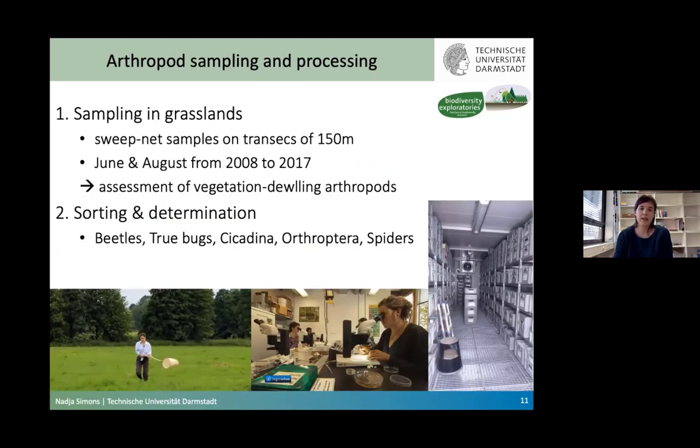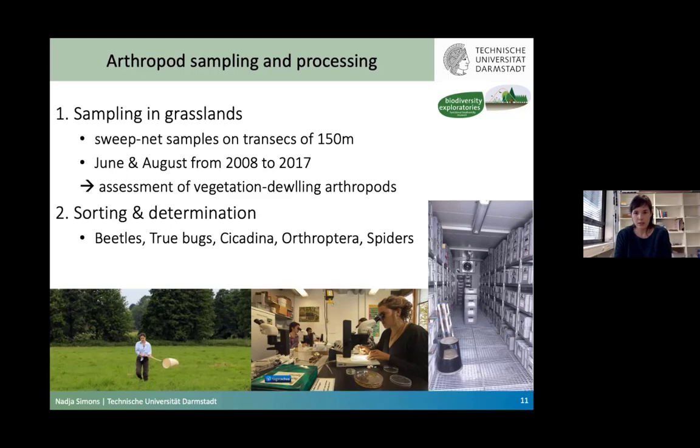On these grasslands, insects are sampled by sweep netting over a standardized distance, both in early and midsummer. And it has been done since 2008 and is still ongoing. In this study, we included data from 2008 to 2017. With this sweep netting, we assess the arthropod community of the vegetation layer. All the samples that are collected are first sorted into taxonomic groups, rough orders by student helpers, and then a select group of taxa are sent to taxonomic experts for species determination.